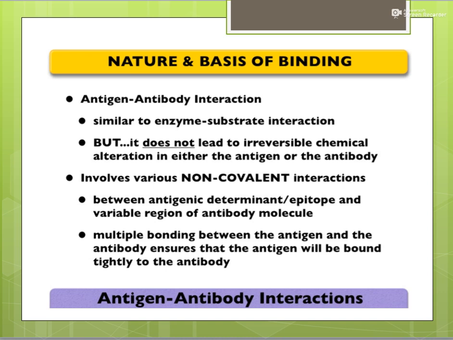And sometimes multiple bonding between the antigen and the antibody ensures that the antigen will be bound tightly to the antibody. So when a foreign antigen comes into your body, it produces antibodies specific to that particular antigen, and they interact with each other. And the main purpose is what? Once the antigen antibody interaction happens, your body will try to nullify the presence of the antigen by either killing it, processing it, or whatever it is. That all happens.